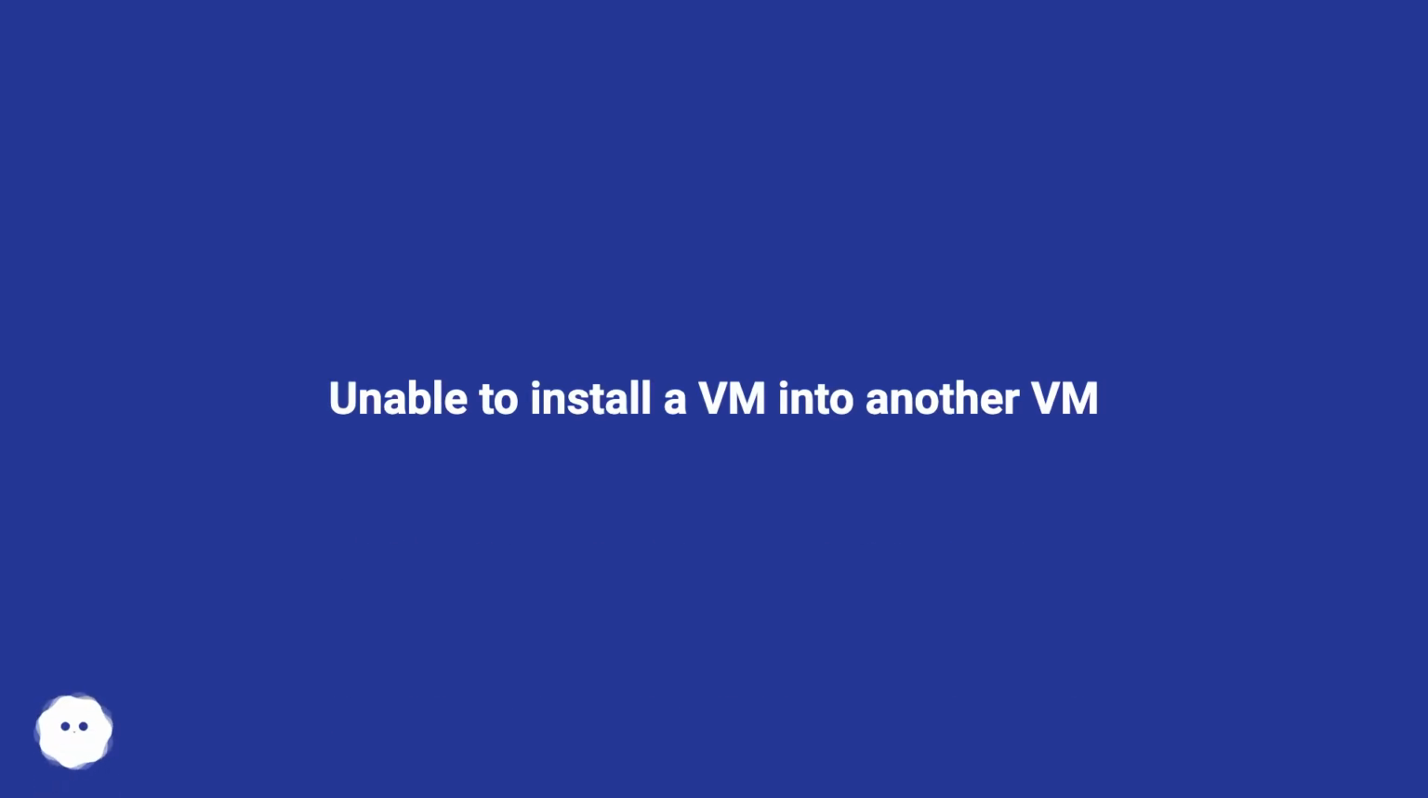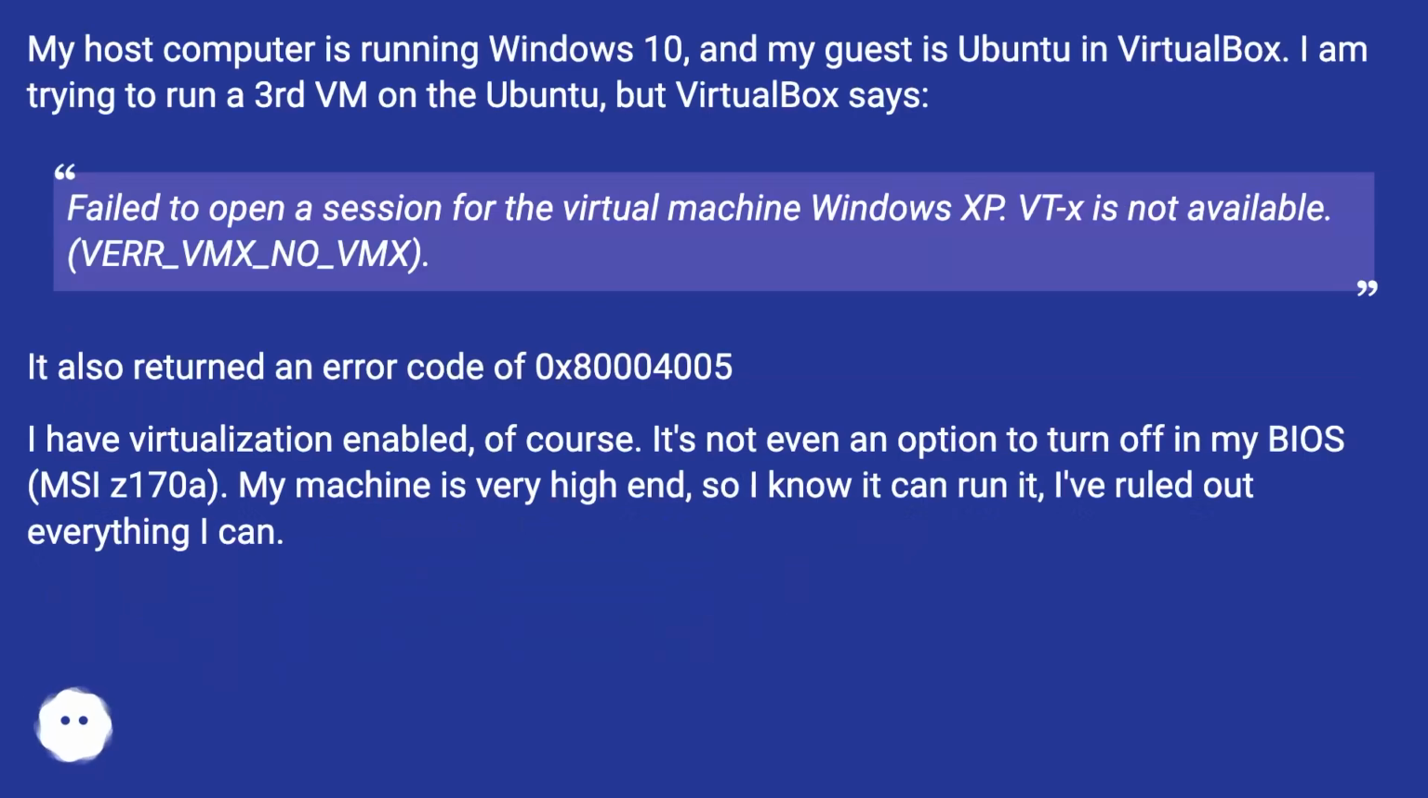Unable to install a VM into another VM. My host computer is running Windows 10, and my guest is Ubuntu in VirtualBox. I am trying to run a third VM on the Ubuntu, but VirtualBox says failed to open a session for the virtual machine Windows XP. VT-x is not available.